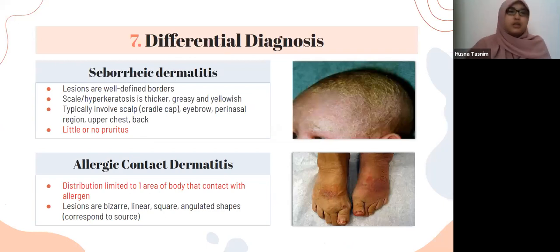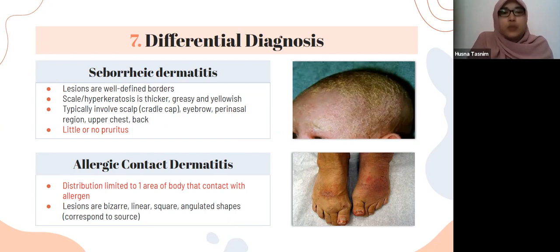Okay, for the differential diagnosis, there is a long list of differential diagnoses of atopic dermatitis, but I want to emphasize only four: seborrheic dermatitis, allergic contact dermatitis, psoriasis, and nickel dermatitis. So seborrheic dermatitis is the most common differential diagnosis in infants.